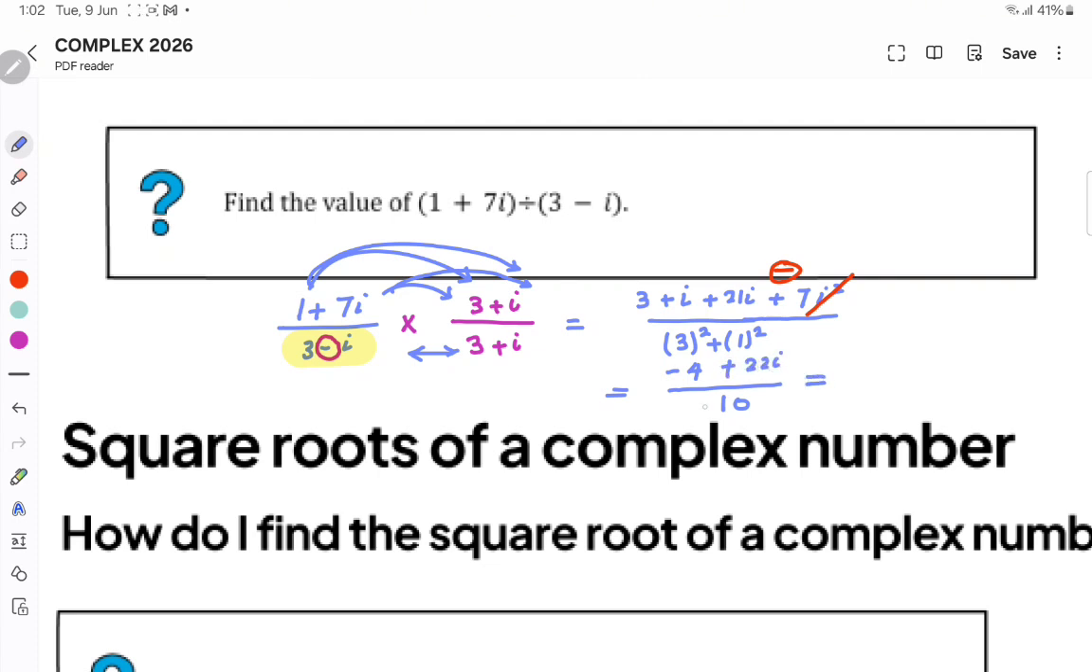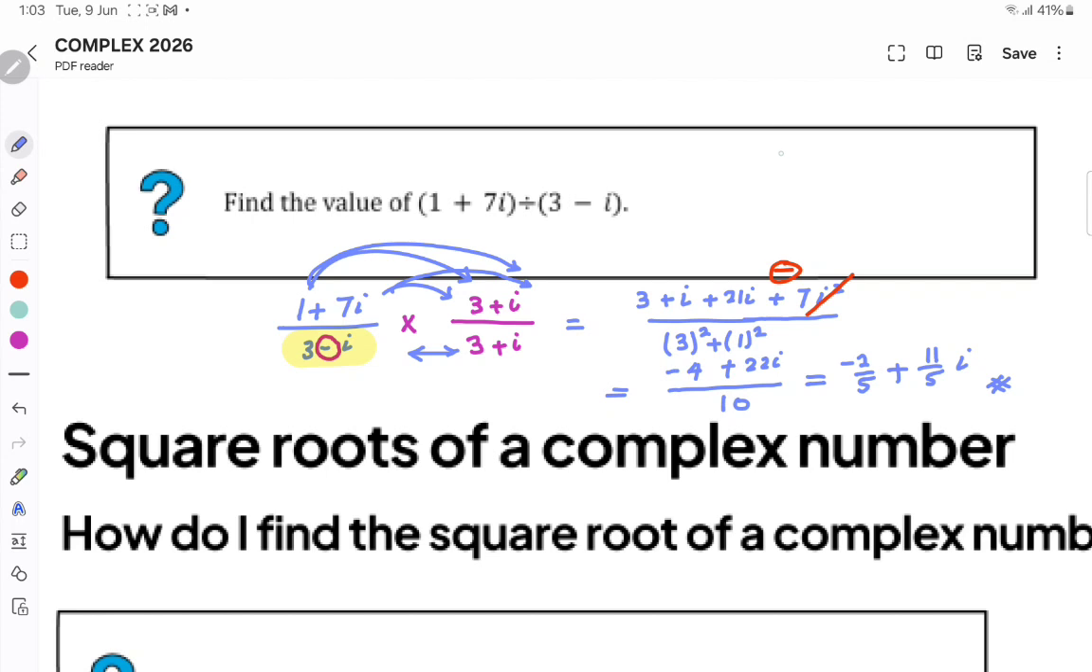If you have only one term in the denominator, we just split. Negative 4 over 10 is negative 2 over 5, plus 22 over 10 is 11 over 5 i. And that is the result of the division. But focus on this also. If you have only an imaginary part in the denominator, we don't need to multiply by the conjugate. We multiply and divide by the conjugate only if you have a full complex number in the denominator.